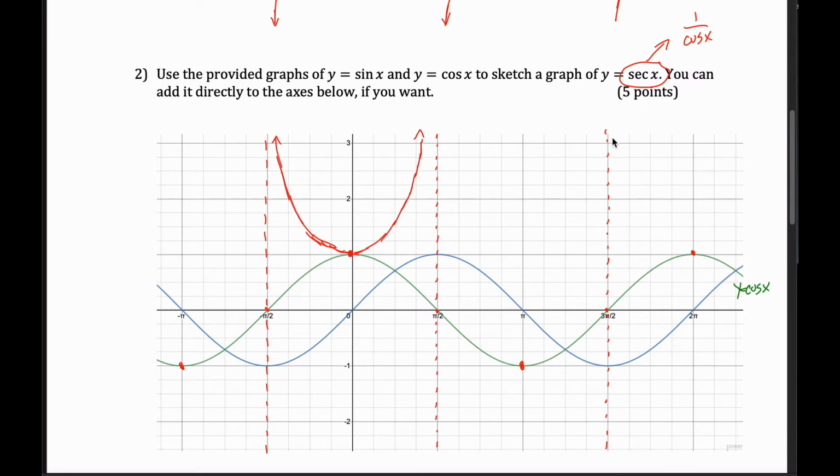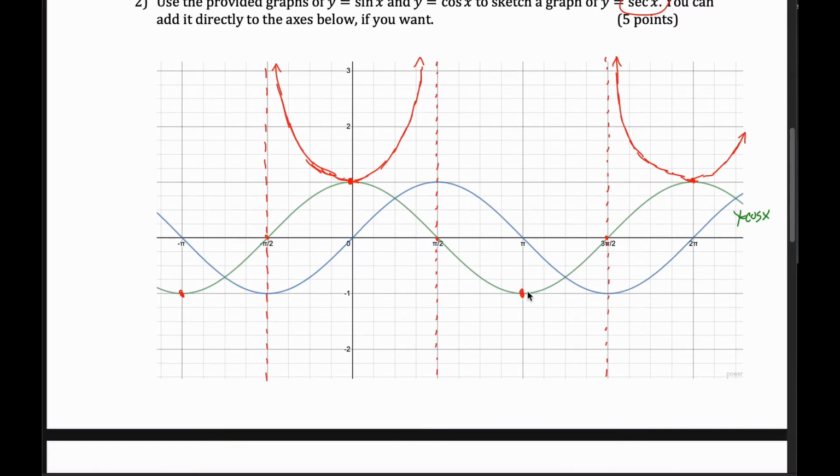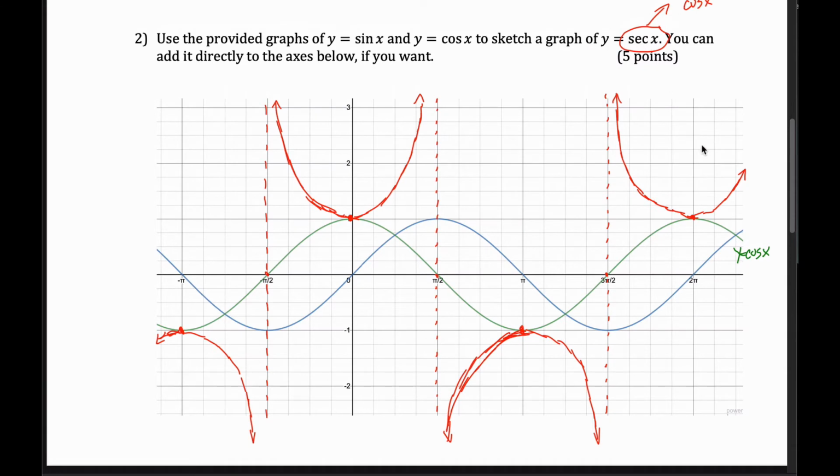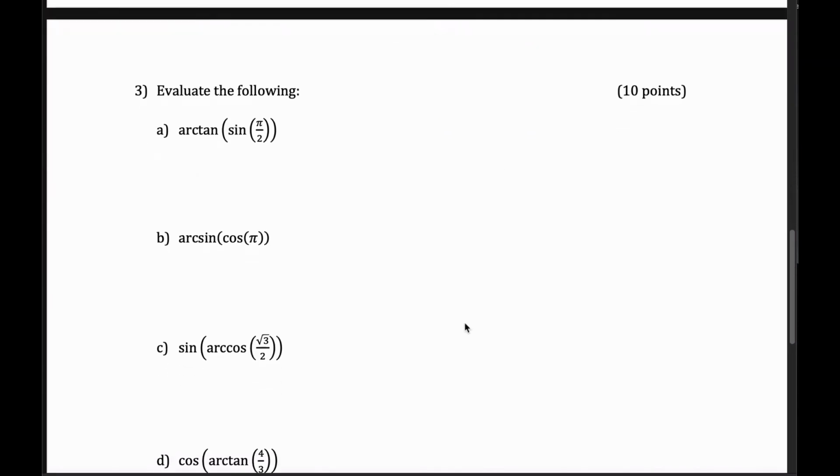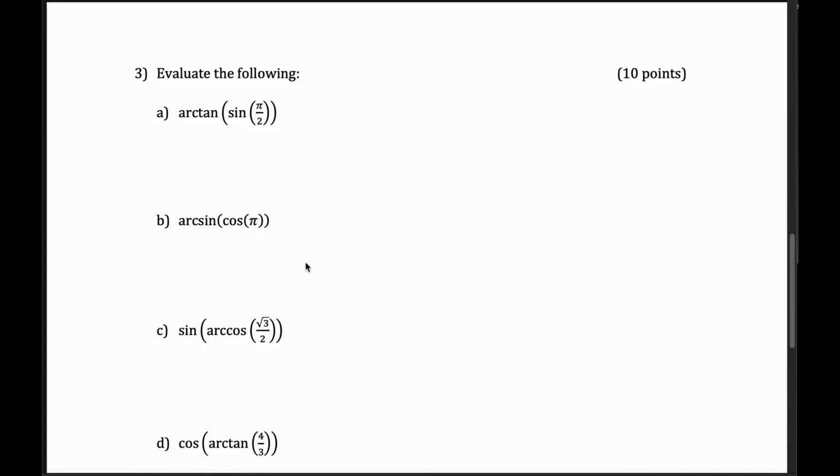Same logic over here. And then in between these two vertical asymptotes, I have to go through this point, and again, I can't cross the x-axis, so it must be one of these upside down U-shaped graphs. Same logic over here. Not the prettiest thing I've ever drawn, but good enough to get you full credit for the graph of y equals secant of x. We're now done graphing, which I, for one, am pretty excited about, and we're moving on to inverse trig functions.